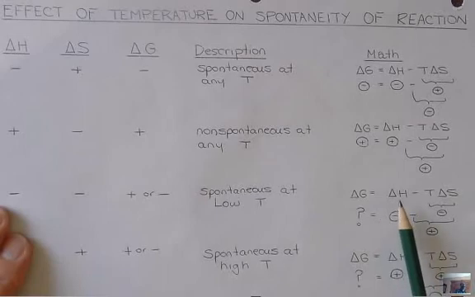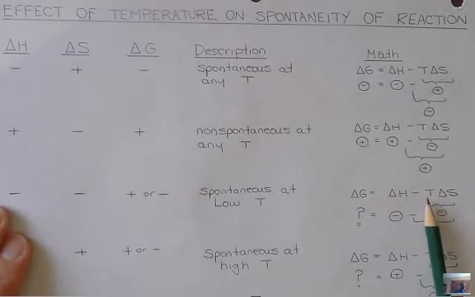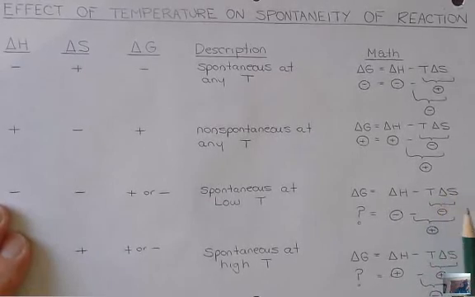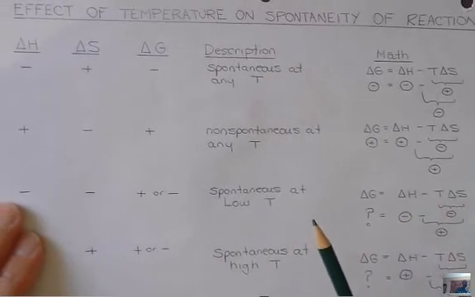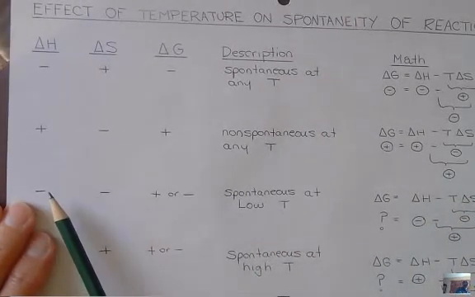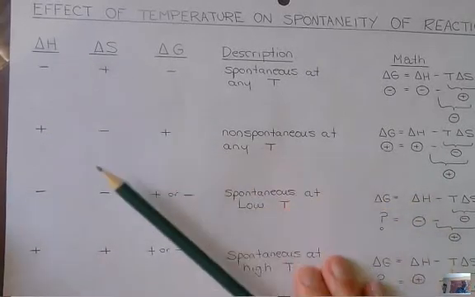Well, if we want delta H to win, we want to do this at low temperature because this term over here, which is positive, is multiplied by T. So the lower the temperature, the more I minimize this back part. And so at low temperature, I can get a chemical reaction to occur because H is with you and S is against you. So those are the four scenarios.